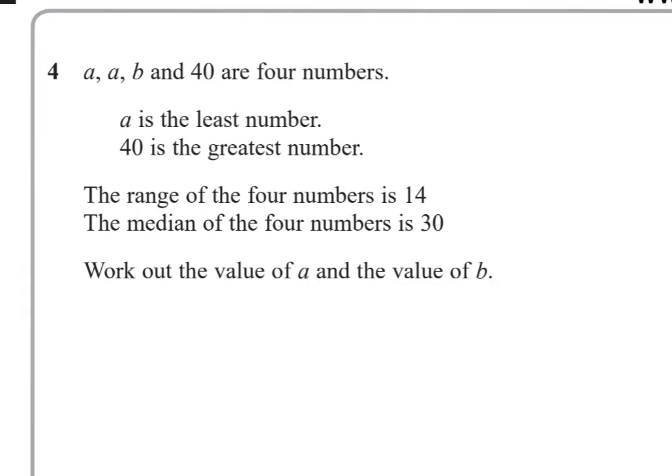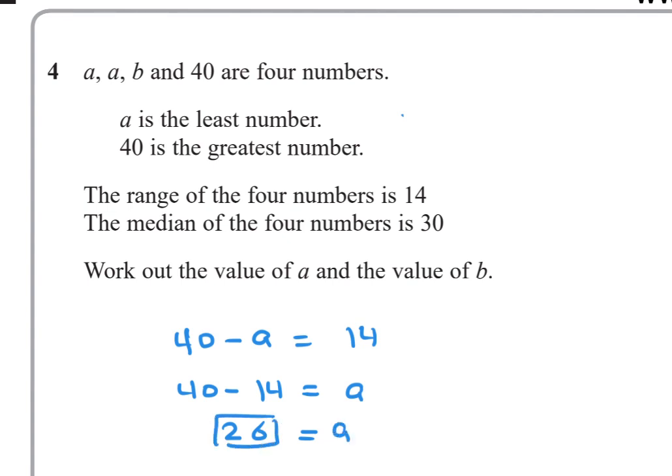Number 4, A, B, and 40 are 4 numbers. A is the least number, 40 is the greatest number. The range of the 4 numbers is 14, the median is 30. Work out the value of A and the value of B. The range is the greatest value minus the smallest value. So 40 minus A equals 14. Then you can find A. A equals 40 minus 14 equals 26. So A equals 26.